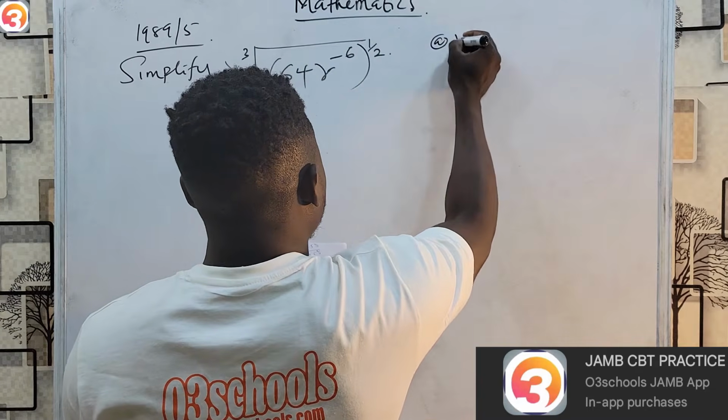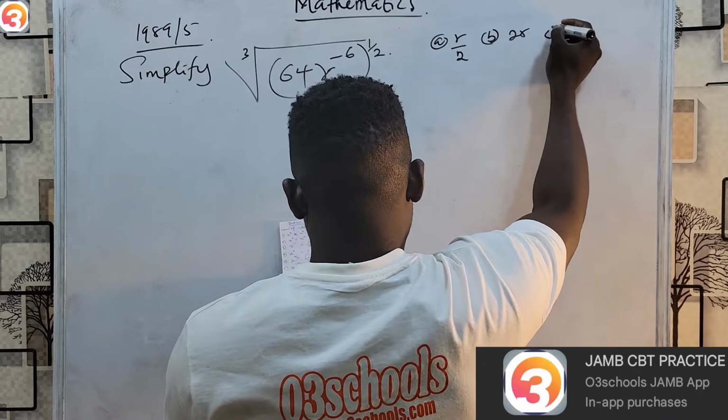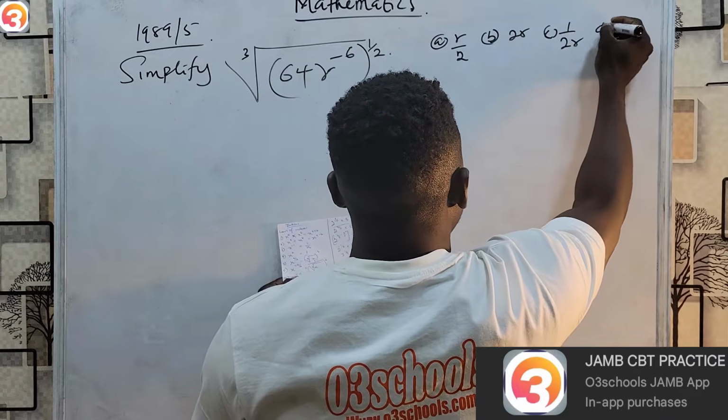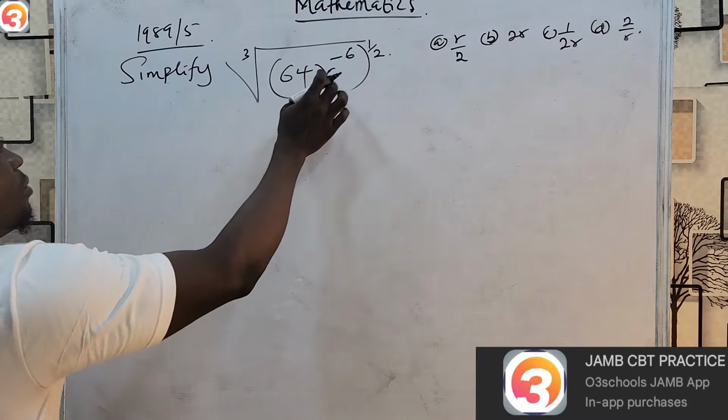Our options: A is R over 2, B is 2R, C is 1 over 2R, D is 2 over R. So what do we do? Let's start from inside.